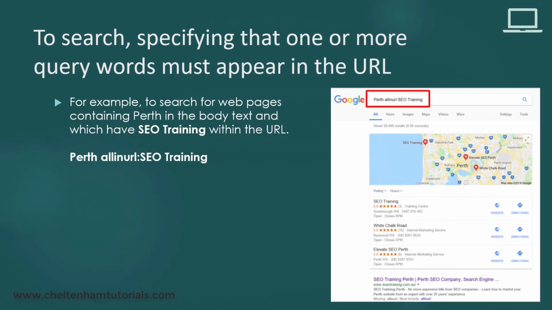This is a slightly similar example. In this case I'm searching for the word Perth, but within the URL of the page there must appear the words SEO and training. So again, a way of focusing on companies in this case that are involved in SEO training and are also based in Perth.